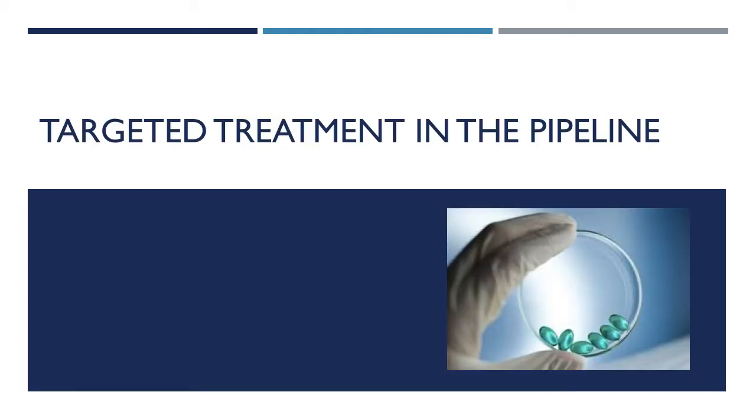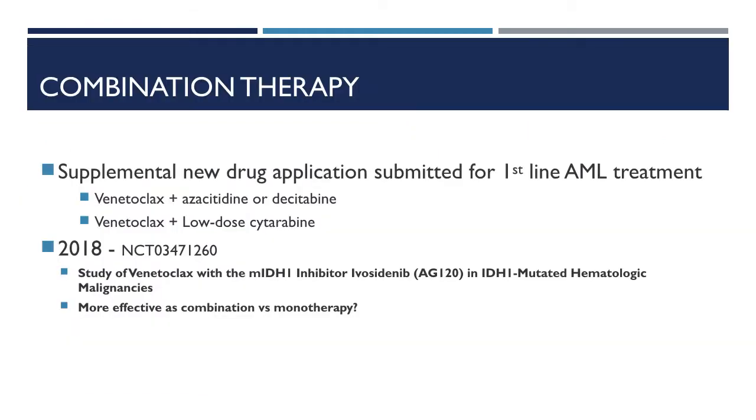And then, of course, there are always targeted treatments that are coming down the pipeline in oncology treatments. But we have a new drug application for first-line AML treatment, and they're looking at venetoclax plus azacitidine or decitabine and venetoclax plus low-dose cytarabine, and this will be in patients who can't tolerate intensive chemotherapy. And then since we have our new ivosidenib approval, they're doing a study in combination with venetoclax in IDH1 mutated hematologic malignancies to see if combo therapy is better than monotherapy in either of these drugs.